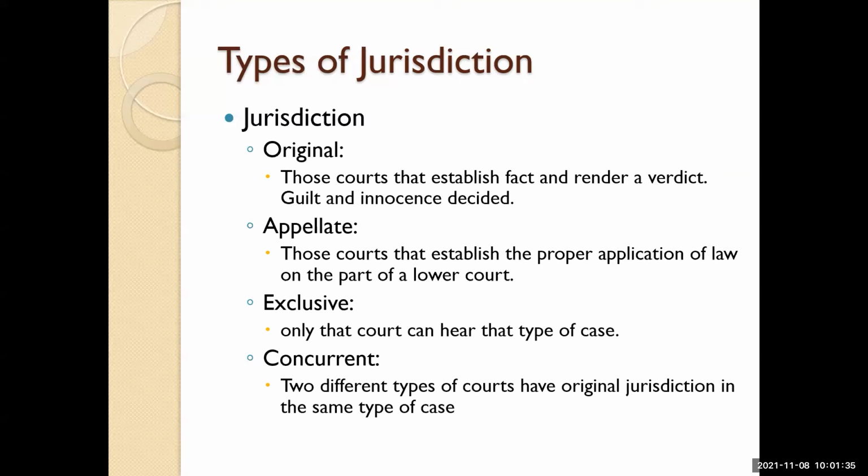Anytime a court is making a finding of fact and rendering a verdict, in other words, they're saying, here are the things that we know are true given what the evidence shows us, and here's the decision we've made about right or wrong, guilt or innocence, that's a court exercising original jurisdiction, right? That court is making a decision, an application of the law to a certain set of facts and a certain set of individuals.